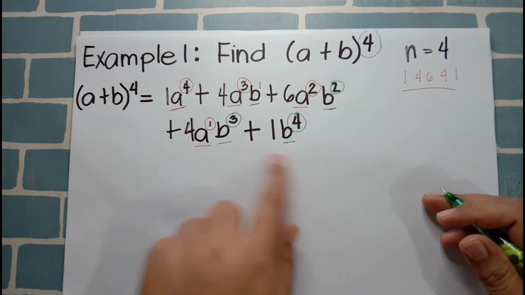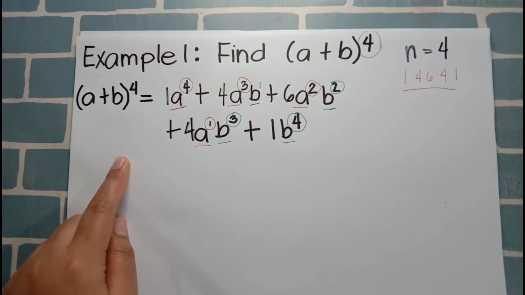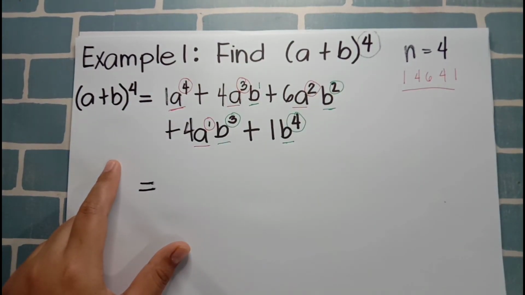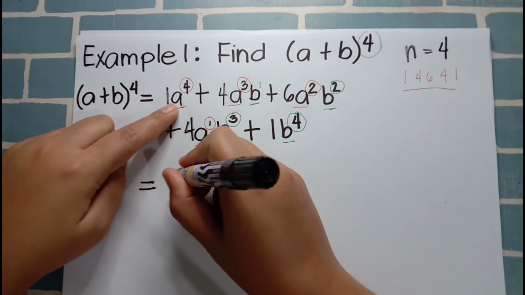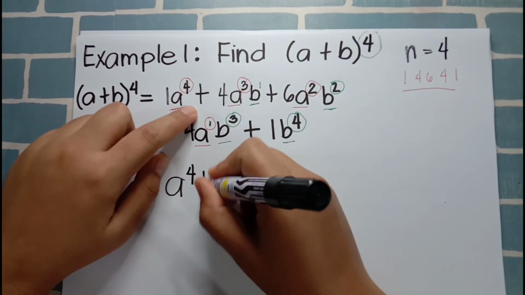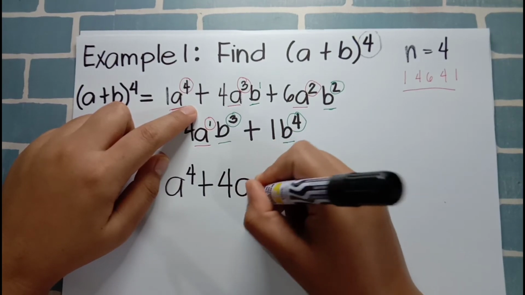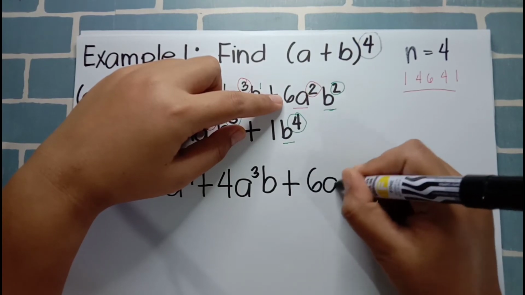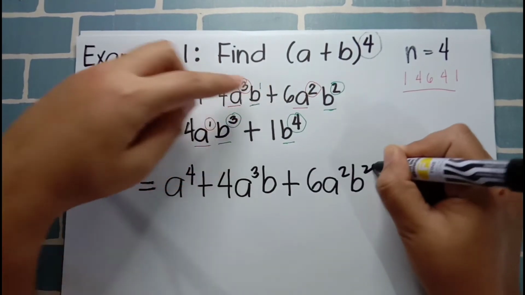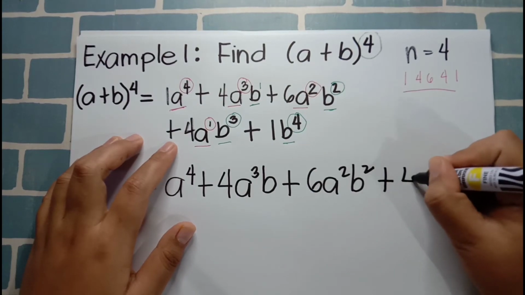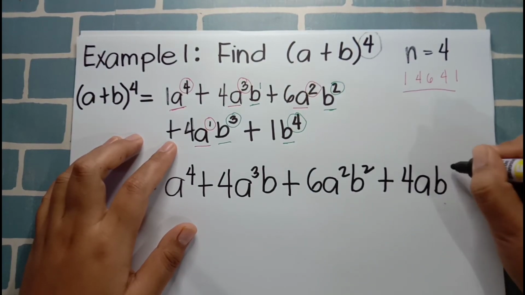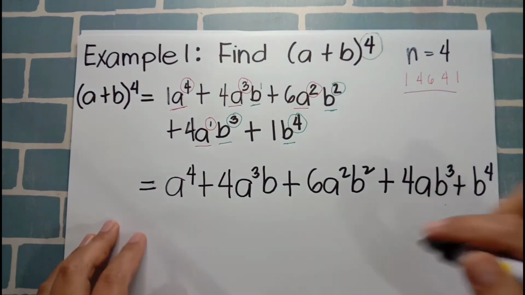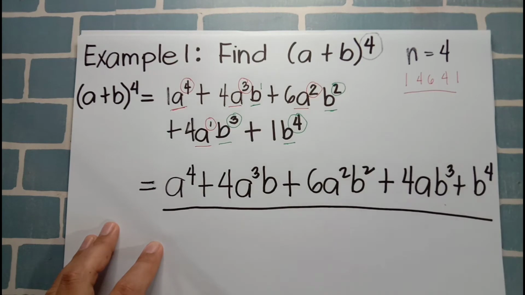Next, let's simplify. 1 times a raised to 4 is, of course, a raised to 4. Plus, let's just rewrite 4a cubed b, plus 6a squared b squared, plus 4ab cubed, even if we no longer write the 1, plus b raised to 4. And that is our final answer.